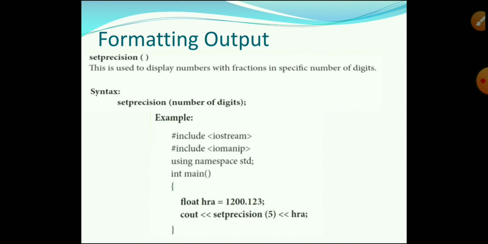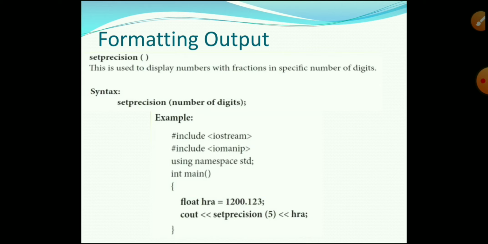Next, formatting output: set precision. What is the meaning of set precision? This is used to display numbers with fractions in a specific number of digits. We have to count how many numbers we want to display on the screen, and we have to say it before itself. When I execute a program, only this much of the value needs to be displayed. That is the meaning of set precision.